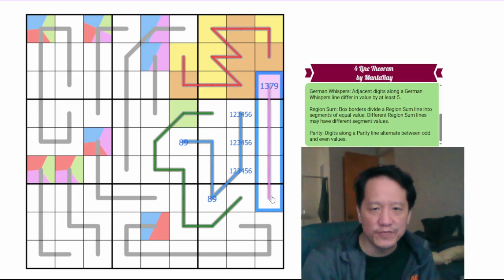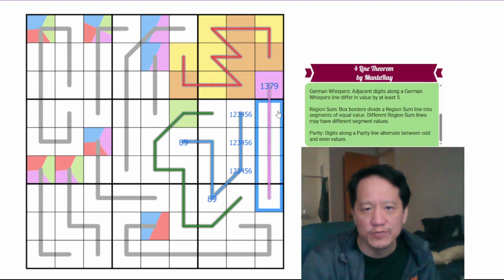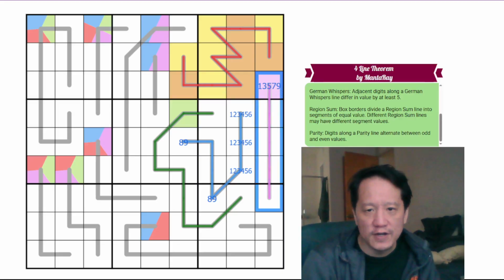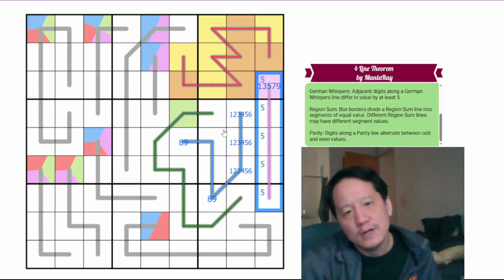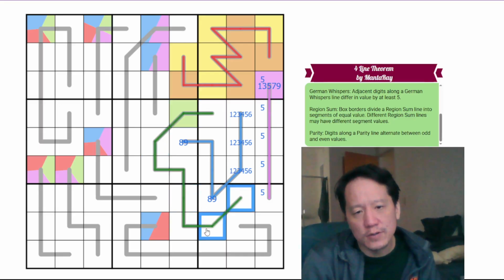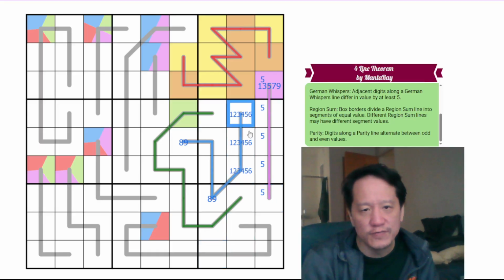This requires a 5 somewhere here. So we have to have a 5. Wait, why did I remove the 5 from here? This could be 5. So we're guaranteed a 5 in one of these 5 cells. This is a Whisper 5 line, so 5 cannot be here. 5 can't be here either, so 5 in this box is one of these.